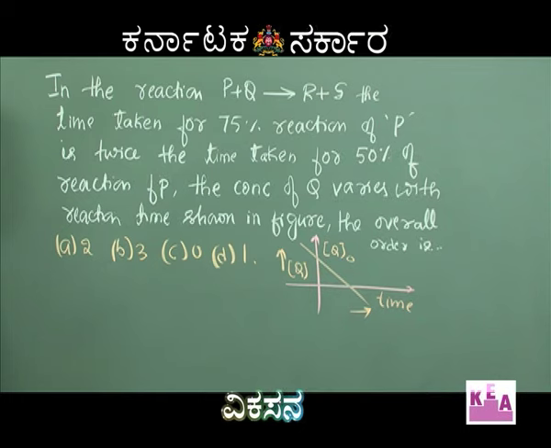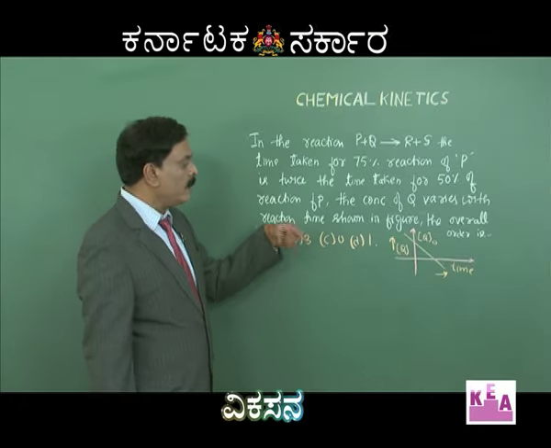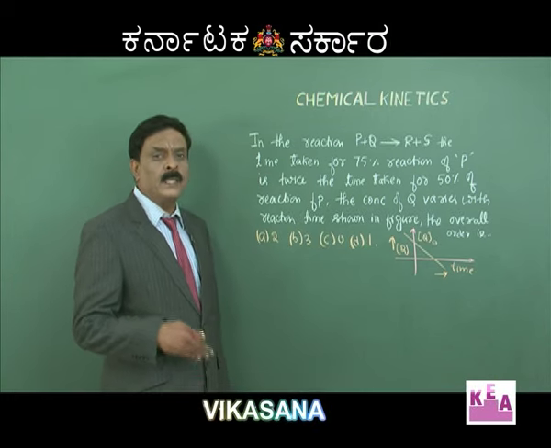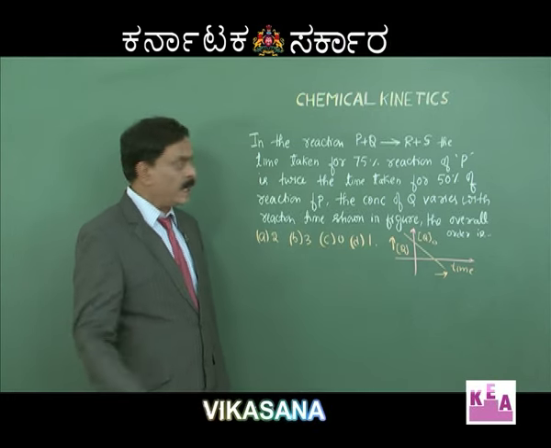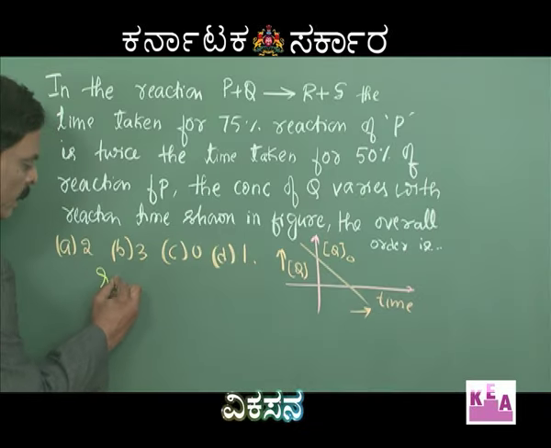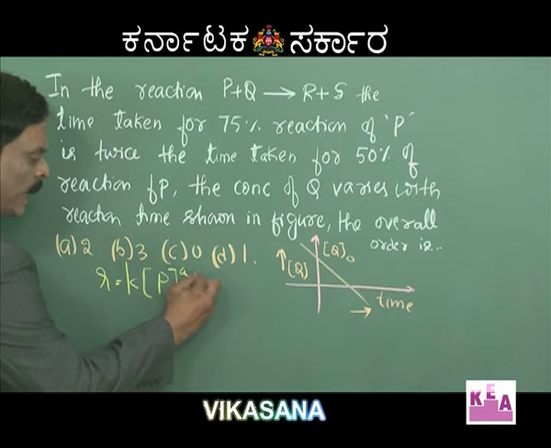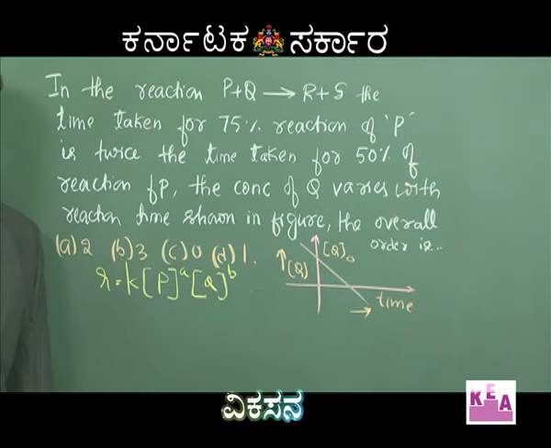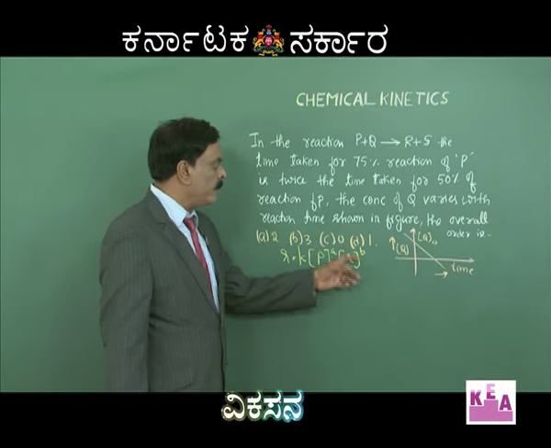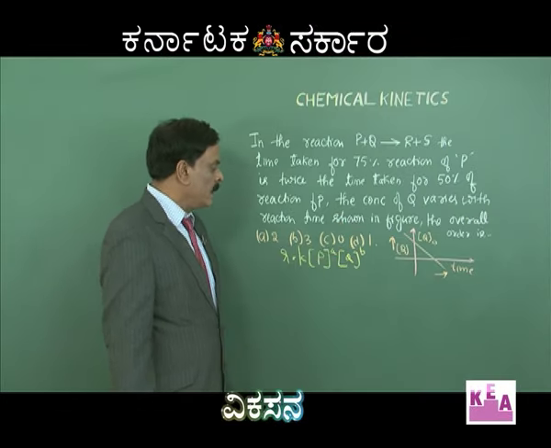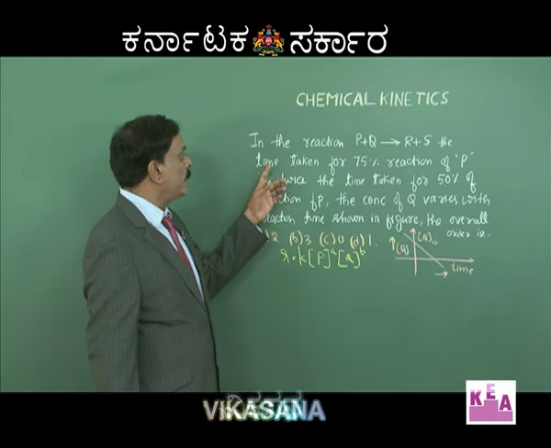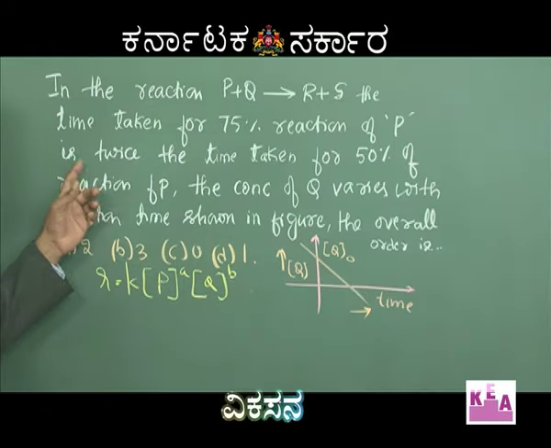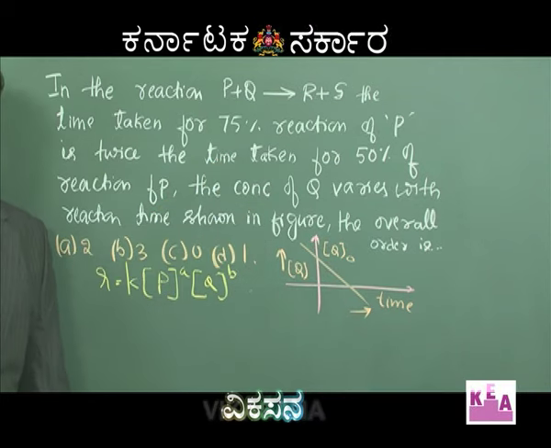Now, students, please note that whenever you have to determine the overall order of a reaction, you have to write down the experimentally determined rate equation. Let us say the rate equation is R equal to K into concentration of P to the power A into concentration of Q to the power B. If we can find out the values of A and B from the data, then we will be able to know the overall order of this reaction. What is said in the problem? The time taken for 75% reaction of P is twice the time taken for 50% of the reaction.